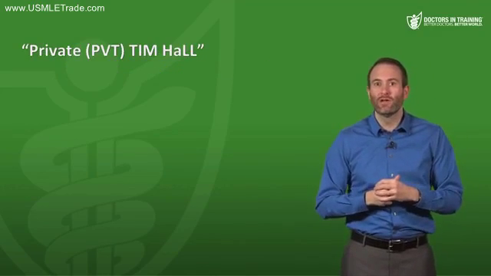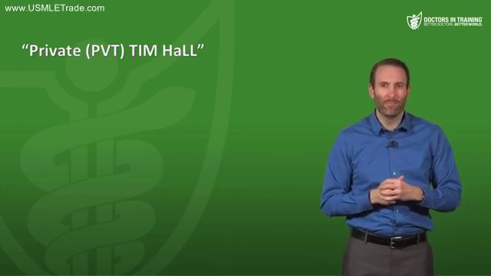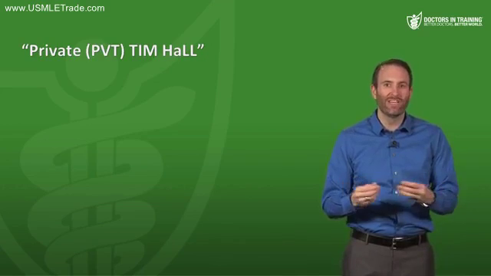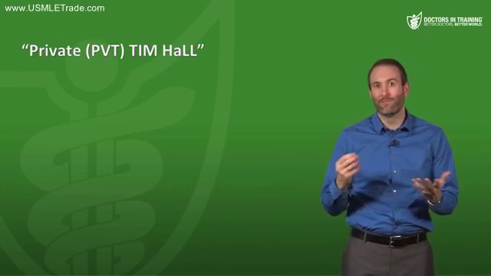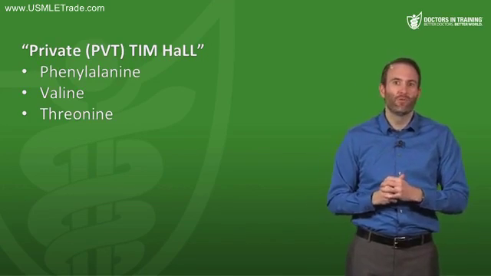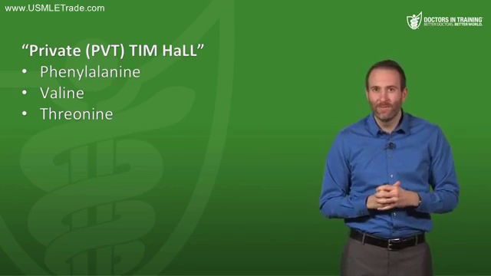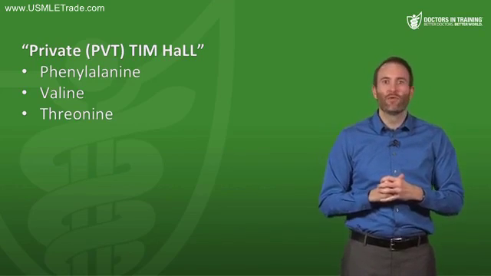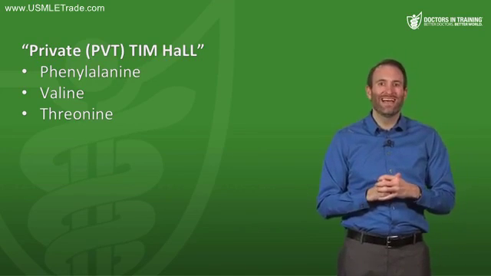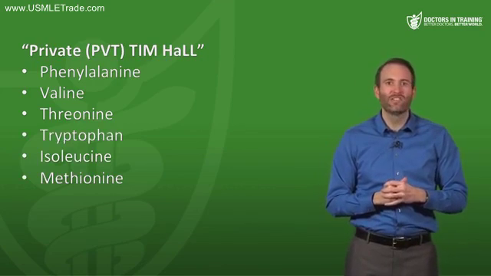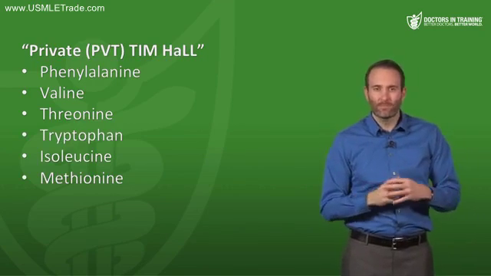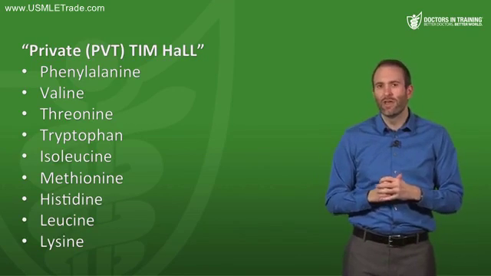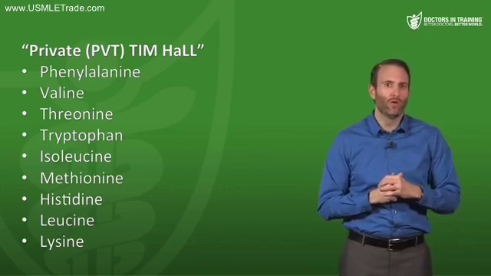Now, a great mnemonic for essential amino acids is Private Tim Hall. So the Private Tim Hall mnemonic is PVT, and then the TIM for Tim, and then Hall is all the letters except for the A. So PVT for private is going to be the phenylalanine. The V in private is going to be the valine, and then T is for threonine. And then we move on to TIM, TIM. That goes for tryptophan, isoleucine, and methionine. And then Hall is for histidine, leucine, and lysine. So a good way to remember all that, use that Private Tim Hall mnemonic.